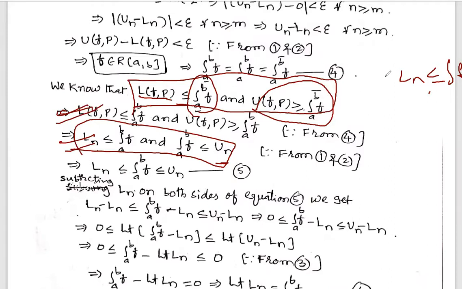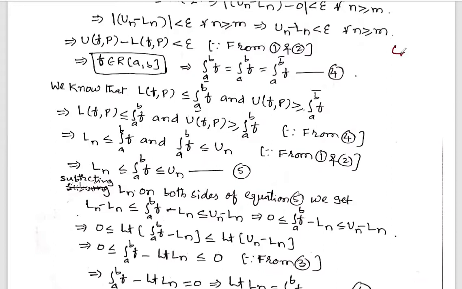Now subtracting Ln on both sides. So how will you write? Ln minus Ln is less than or equals to the integral from a to b of f minus Ln, which is less than or equals to Un minus Ln. We are just subtracting Ln on all the sides. Here Ln minus Ln is however 0. This is less than or equals to the integral from a to b of f minus Ln, which is less than or equals to Un minus Ln.